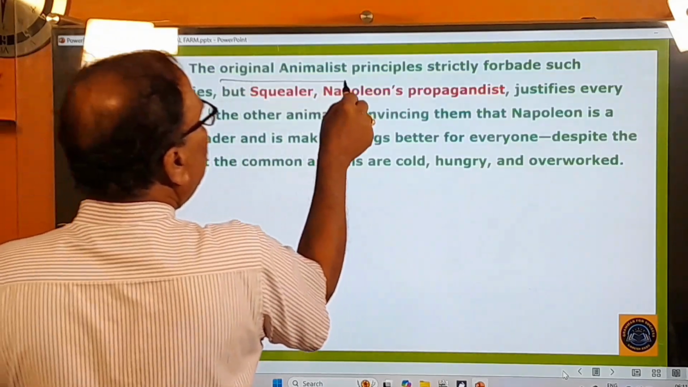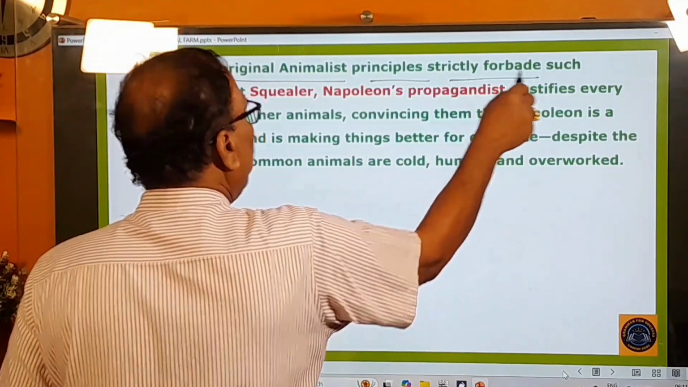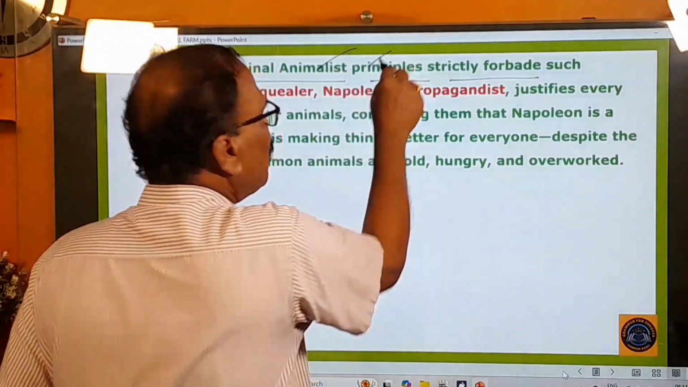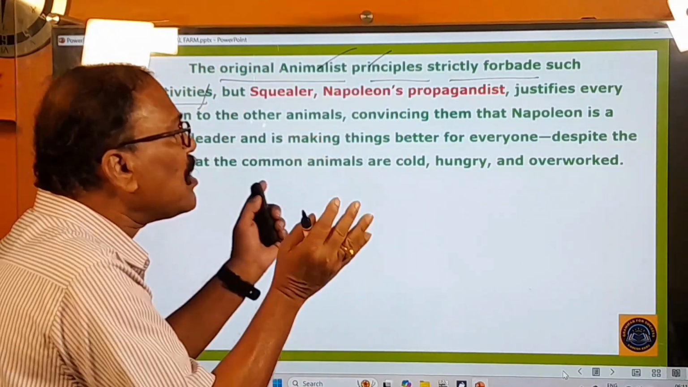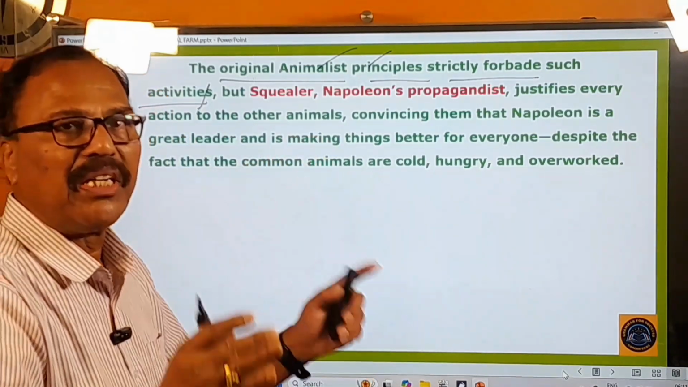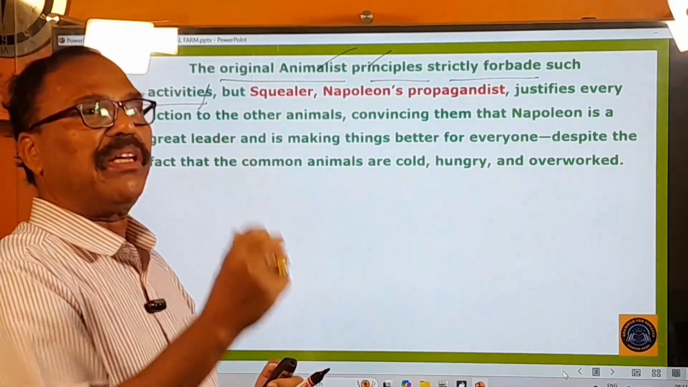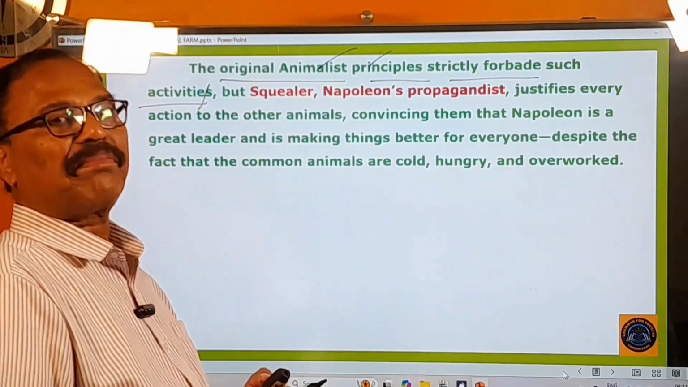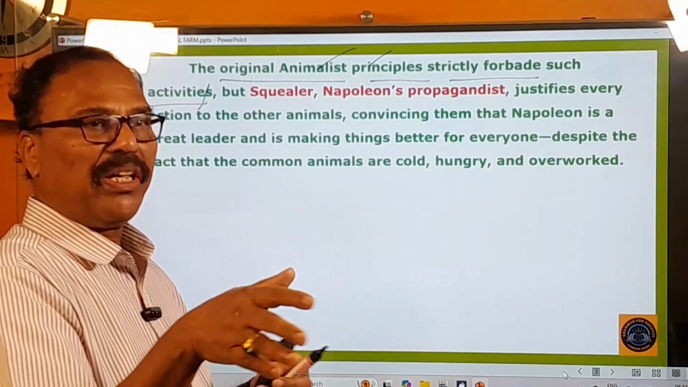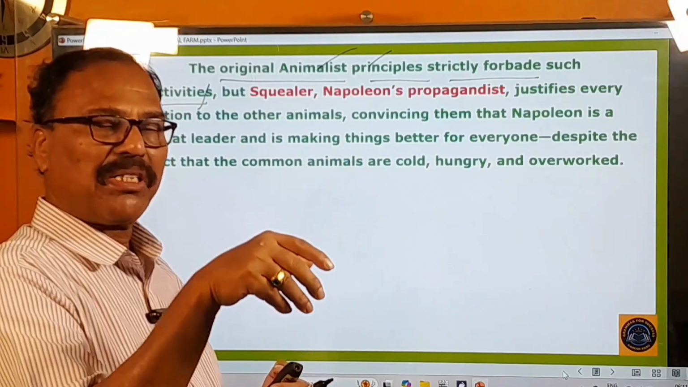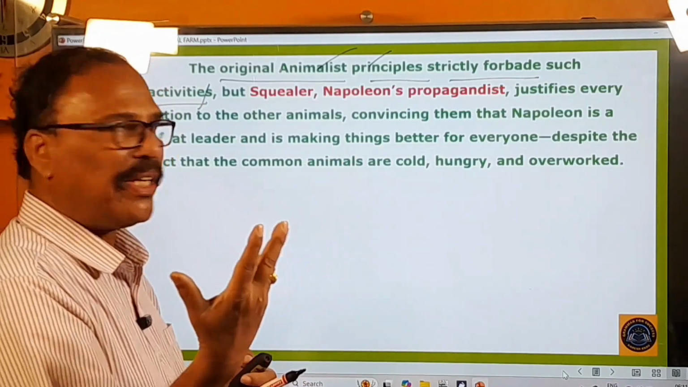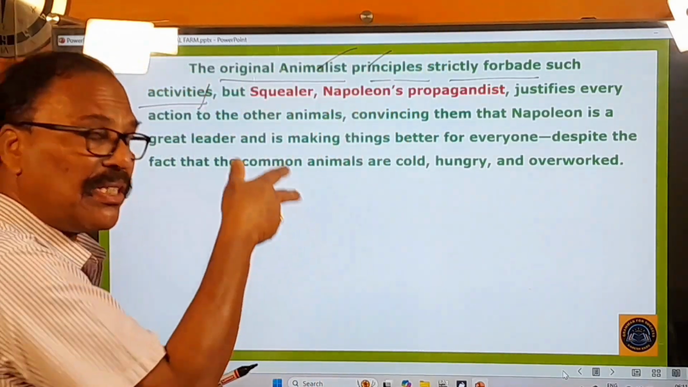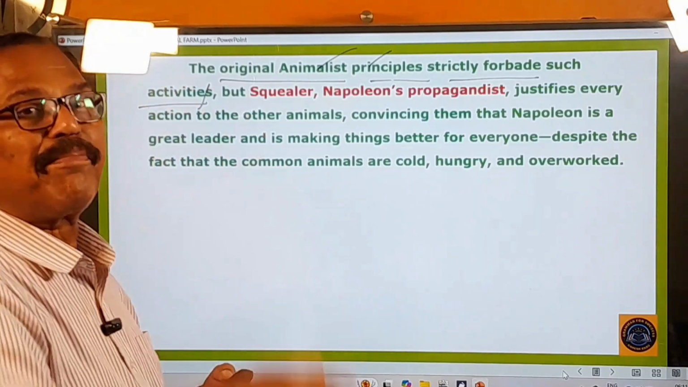The original animalist principles strictly forbade such activities. As a matter of fact, according to animalism, such things are totally forbidden. That means sleeping on a bed like a human being, drinking whiskey like a human being, and doing business with neighboring farmers like a human being. All such things are strictly prohibited according to the original animalist principles. It is prohibited, but Napoleon is doing all of them.